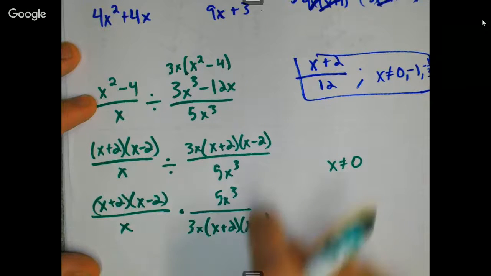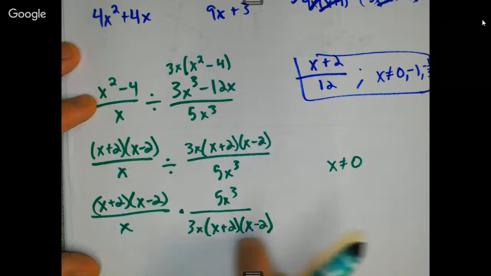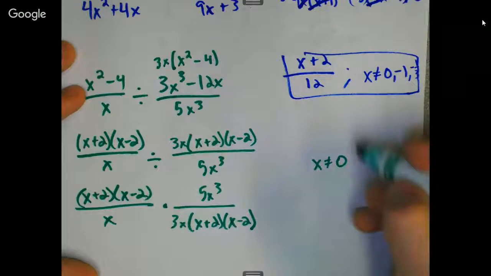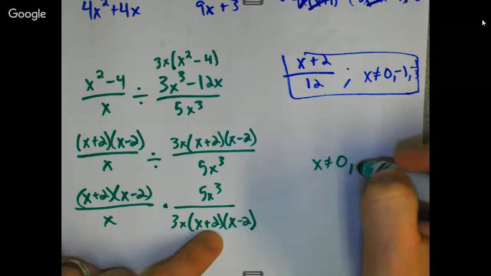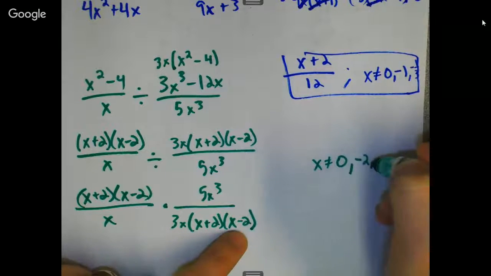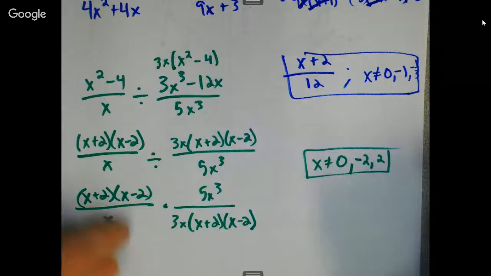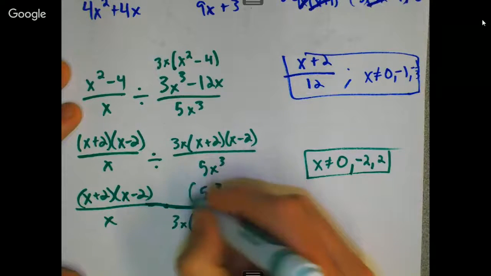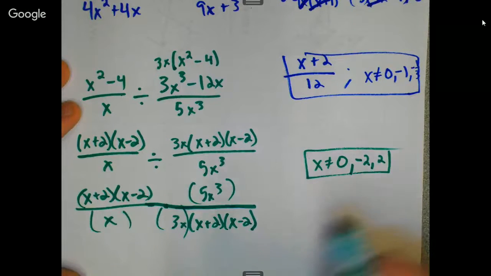Now notice when I flip this over, I got new numbers in the denominator here. So I need to add these to my restriction or make sure they're already included. So 3x can't be 0, and then x plus 2, I can't have negative 2, and x can't be 2. So there's my domain restriction. And then we're just back up here to multiply. So you multiply straight across, put some more parentheses in if you need to, and then cancel.